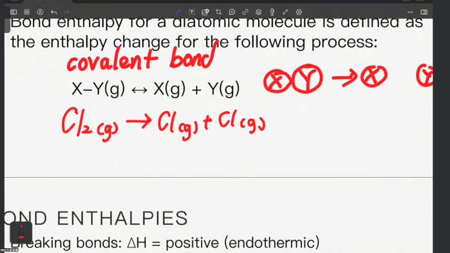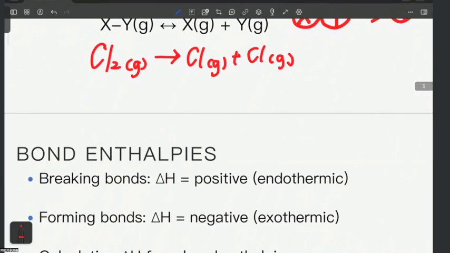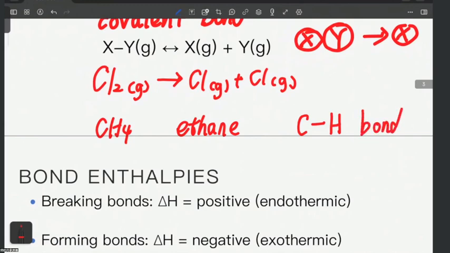But here is the key point. Bond enthalpies are averages when we are dealing with bonds in different molecules, such as methane and ethane. The carbon-hydrogen bonds have different energies, so we use the average enthalpies.